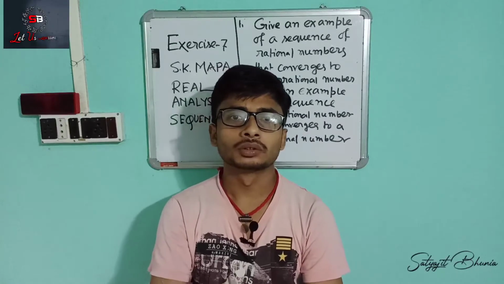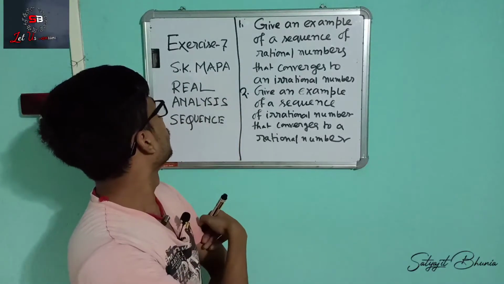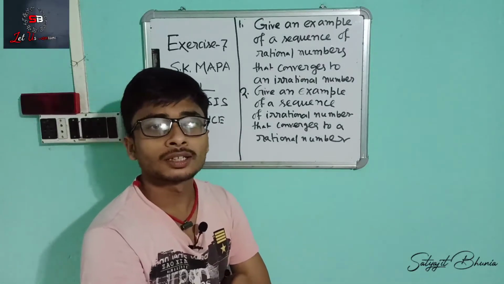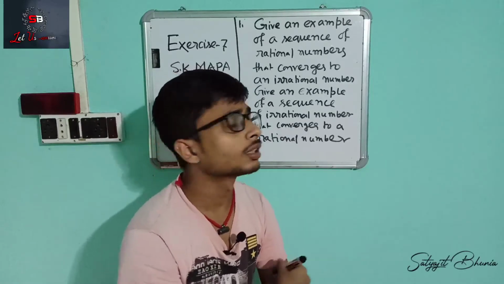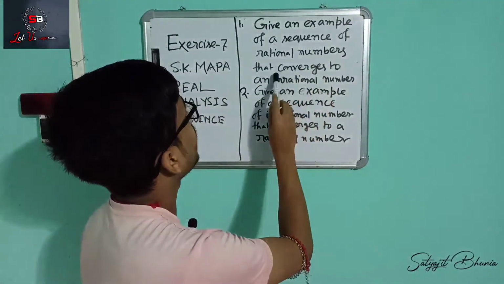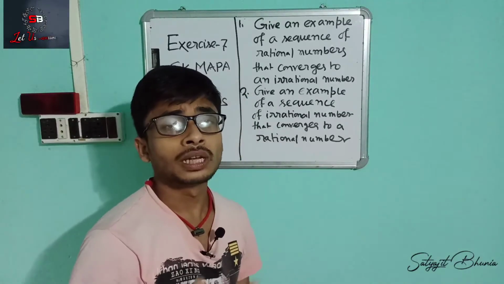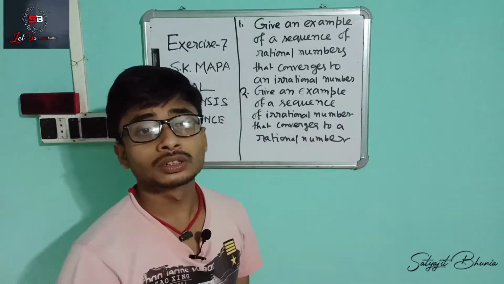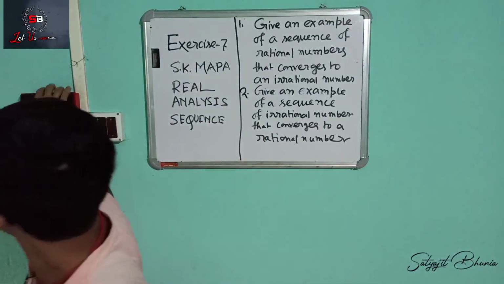Let us assume today we are going to solve some problems of real number sequences from Exercise 7 of S.K. Mapa's Real Analysis book. Okay, so let's start. The first question is: give an example of a sequence of rational numbers that converges to an irrational number. So we have to find a sequence of rational numbers which converges to an irrational number. So let's start.